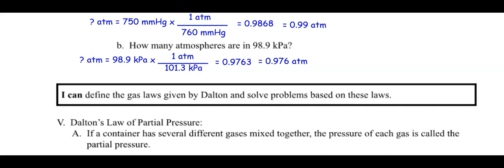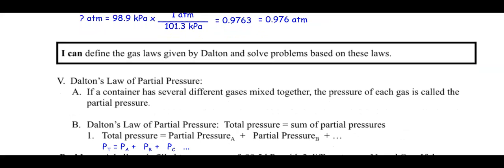So Dalton's law of partial pressure says if a container contains several different gases mixed together, the pressure, this is important, of each gas is called the partial pressure. So what did Dalton do? He said that the total pressure is equal to the sum of the partial pressures. So the total pressure is the partial pressure of gas A, whichever that is, plus the partial pressure of gas B, plus the partial pressure of gas C, if there is a gas C, plus however many gases are there. So it's pretty easy.